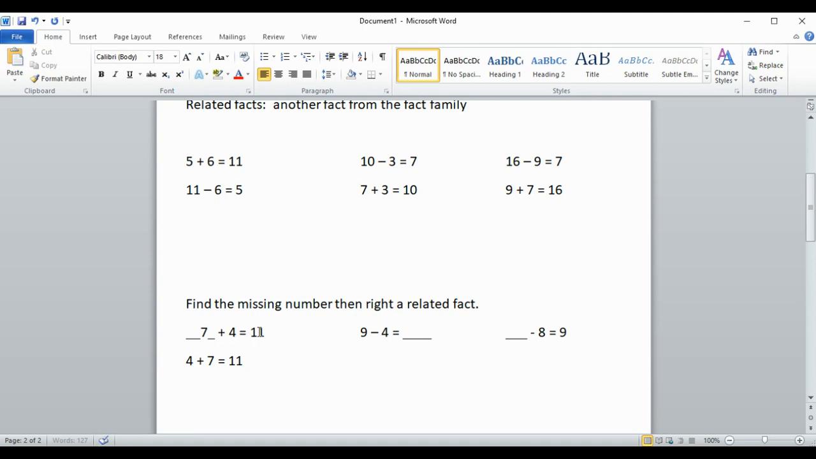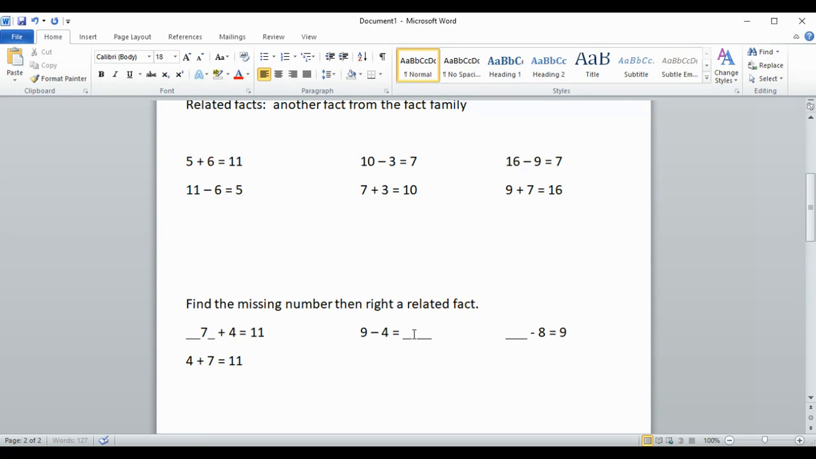You could also have said 11 minus 4 equals 7 or 11 minus 7 equals 4. Those are all related facts. Your workbook page only wants you to write one related fact, so you only have to do one of those. Now this one asks 9 minus 4. We have to figure out what goes in the blank.